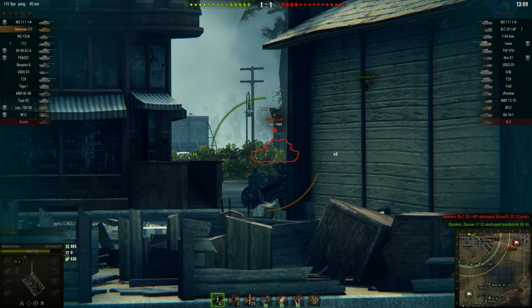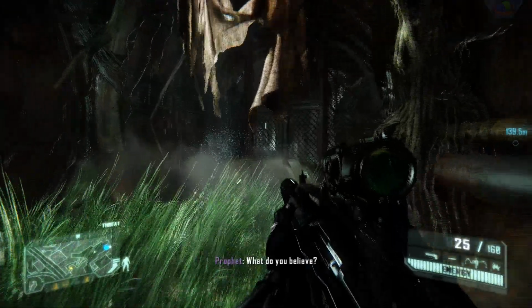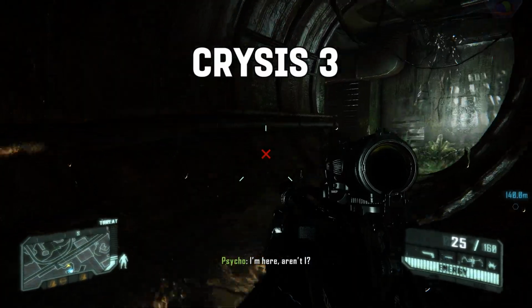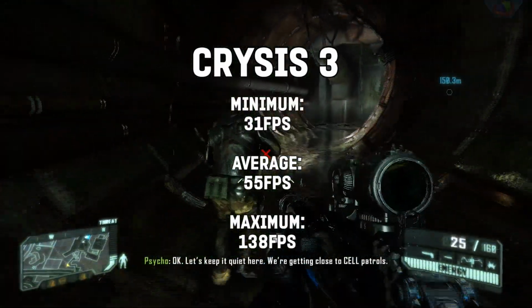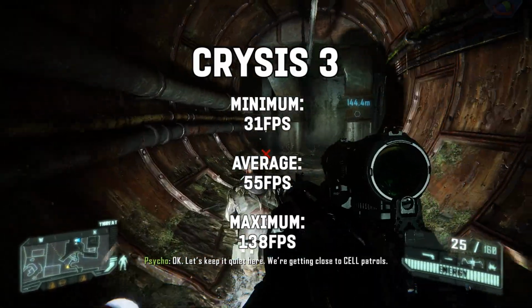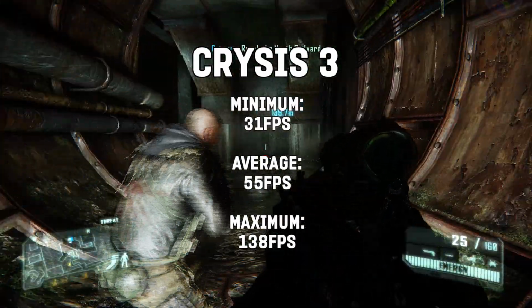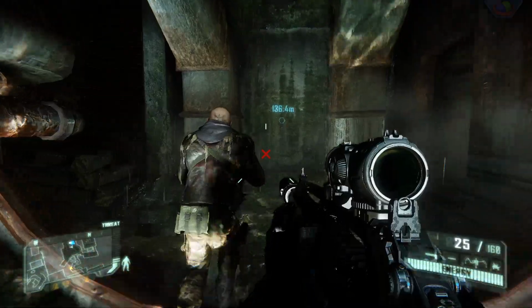Now, for the most important question of all, can it run Crysis? What do you believe? I'm here. Yes, folks, it can run Crysis 3. The minimum FPS that it got is 31, the average is 55, and the maximum is 138.